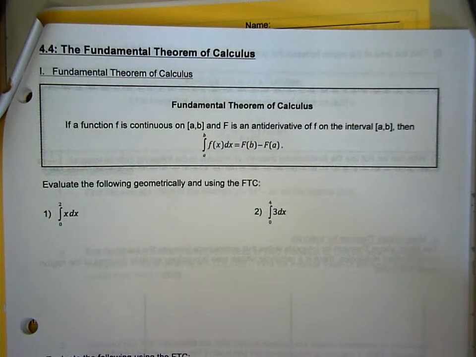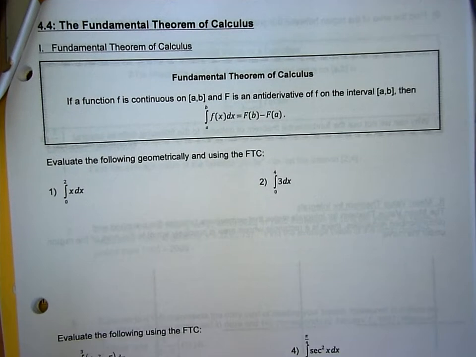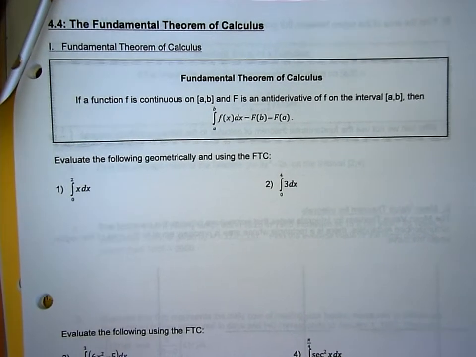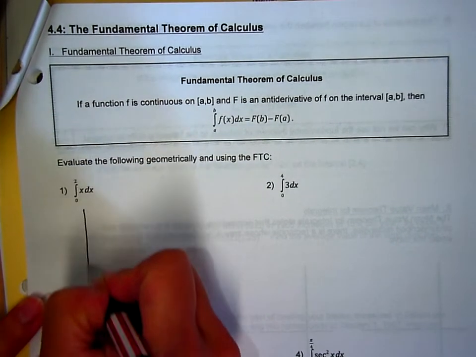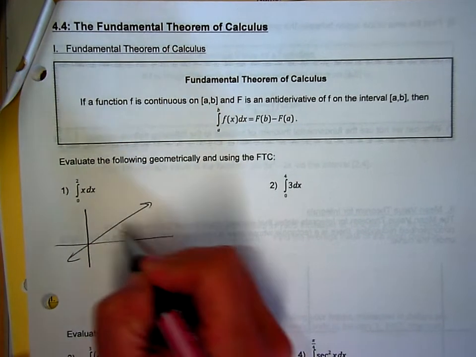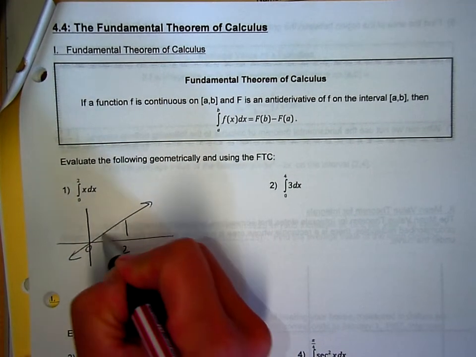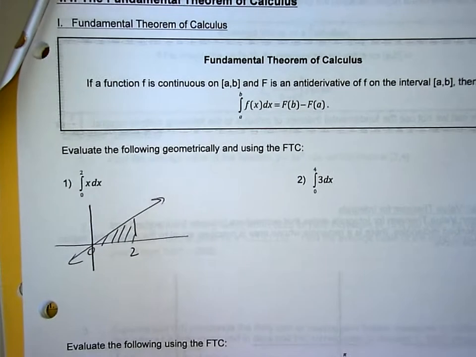Now we're going to go ahead and learn how to evaluate a definite integral algebraically. So at this point, if I ask you to evaluate the definite integral of x from 0 to 2, we would go ahead and do it geometrically. So y equals x is my function, and I'm looking at this graph from 0 to 2. And since the graph is above the x-axis, I'm just going to look for the area.